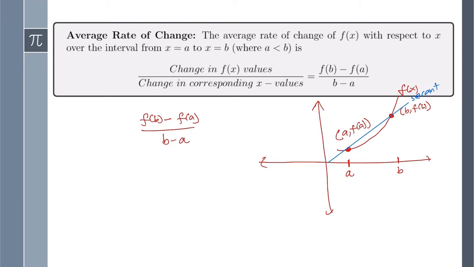Basically, this expression here, f of b minus f of a over b minus a, just represents the slope of that secant line. We have 2 points on that secant line, so this is the same as y2 minus y1 over x2 minus x1 for this line. So basically, this average rate of change represents the slope of the secant line passing through those 2 points, okay?